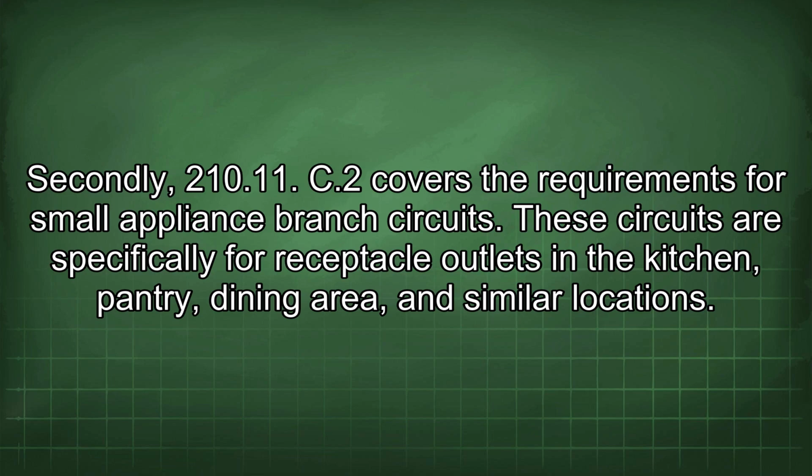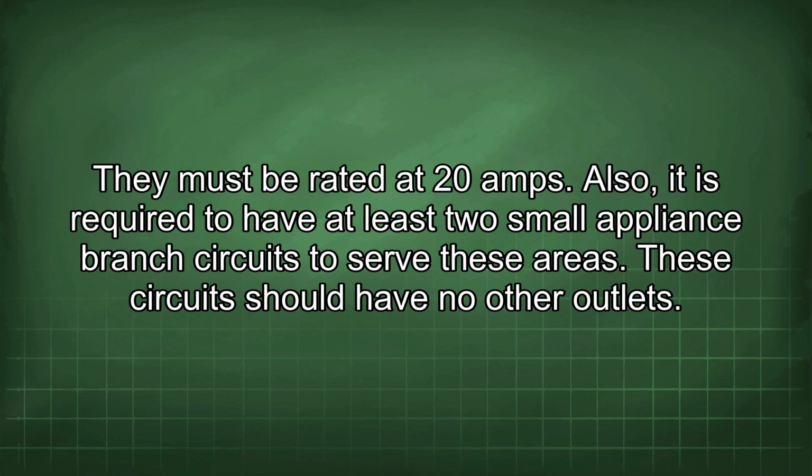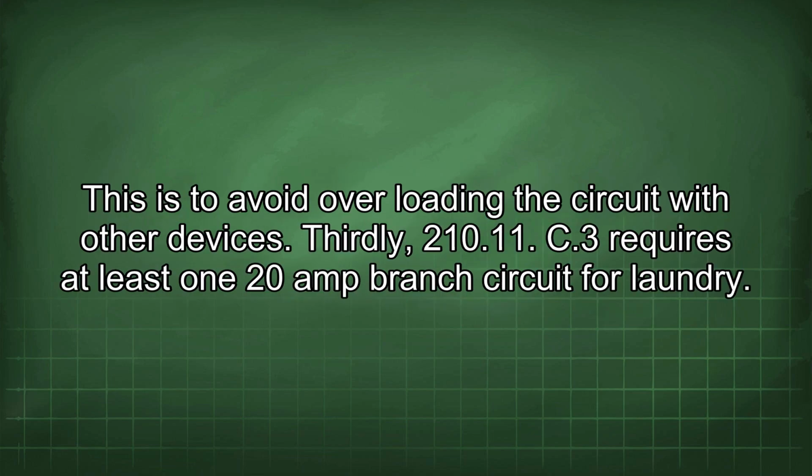These circuits are specifically for receptacle outlets in the kitchen, pantry, dining area, and similar locations. They must be rated at 20 amps. Also, it is required to have at least 2 small appliance branch circuits to serve these areas. These circuits should have no other outlets. This is to avoid overloading the circuit with other devices.